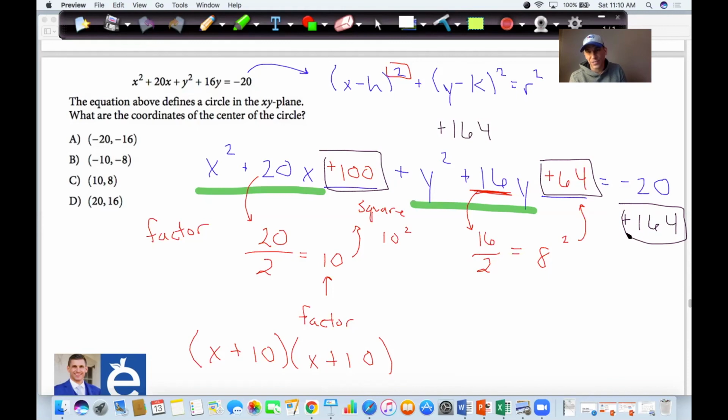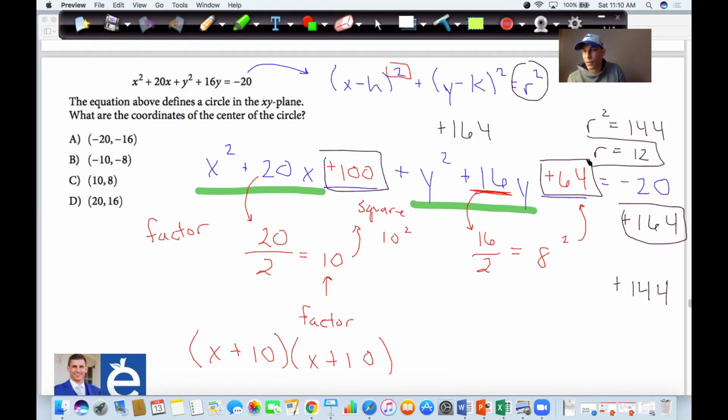I actually like this because what you'll notice here is that positive 164 and negative 20 gives me positive 144. And if you recall, this is an r squared. So this r squared equals 144. And hopefully you remember your square roots from back in the elementary days. This is going to be r equals 12.